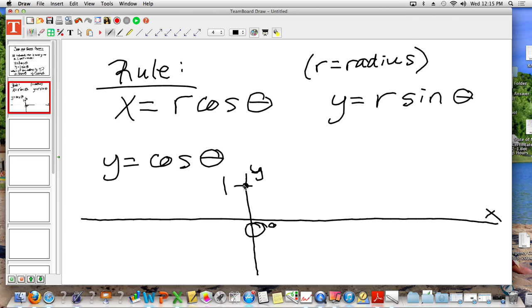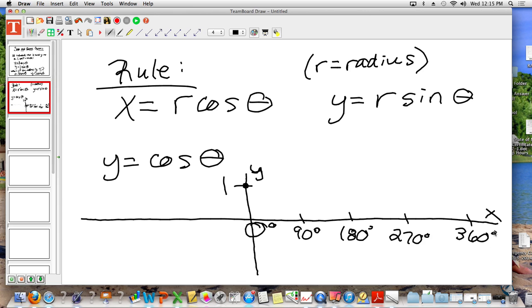How did we label the x-axis yesterday? 90 degrees. So one step to the right was 90 degrees. Another step to the right was 180. Another step, 270. And then we have 360 degrees.